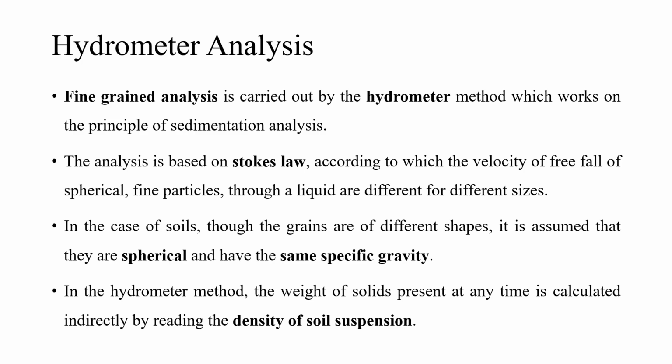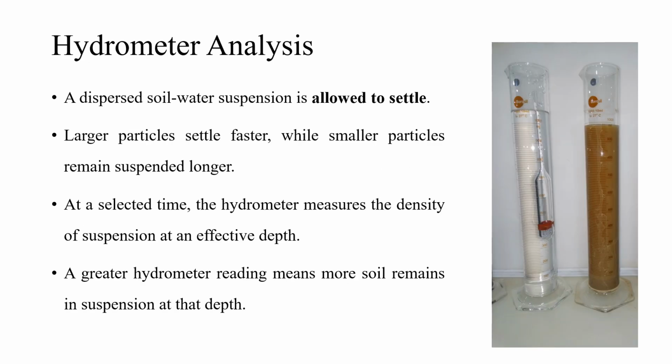Fine grained analysis is carried out by the hydrometer method, which works on the principle of sedimentation analysis, and this analysis is based on Stokes' law. According to Stokes' law, the velocity of free fall of a spherical fine particle through a liquid is different for different sizes. Larger particles settle faster and smaller particles settle more slowly. In the case of soil, even though the actual grains have different shapes, we assume that they are spherical and that all particles have the same specific gravity.